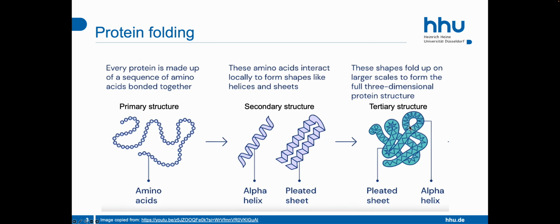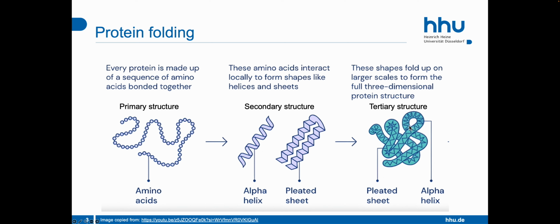We will now take a closer look at how the protein is folding into its 3D structure. Every protein starts as a long chain made up of individual amino acids bonded together. We call this the primary structure. These amino acids then interact with their neighbors, causing the chain to twist and fold locally into specific shapes, such as coils called alpha helices and flatter sections known as sheets. And we call these structures the secondary structure.